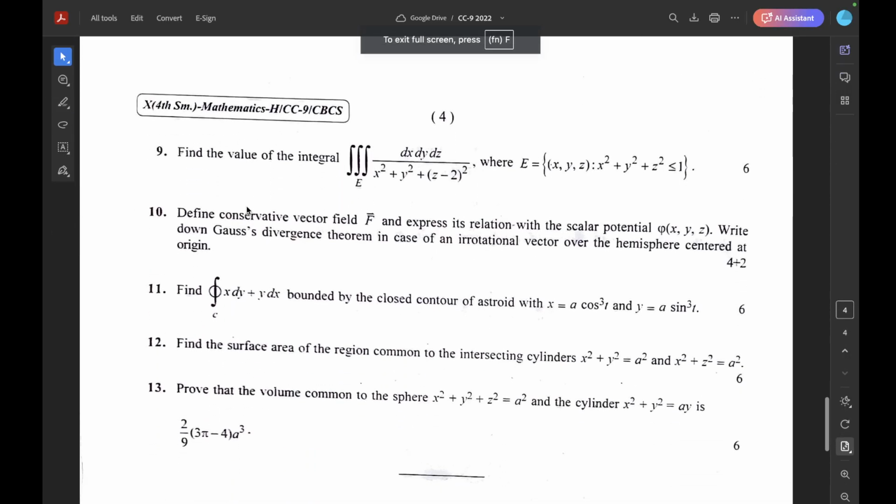Next question 10. Define conservative vector field F vector and express its relation with the scalar potential phi(x, y, z). Write down the Gauss's divergence theorem in case of an irrotational vector over the hemisphere centered at origin.